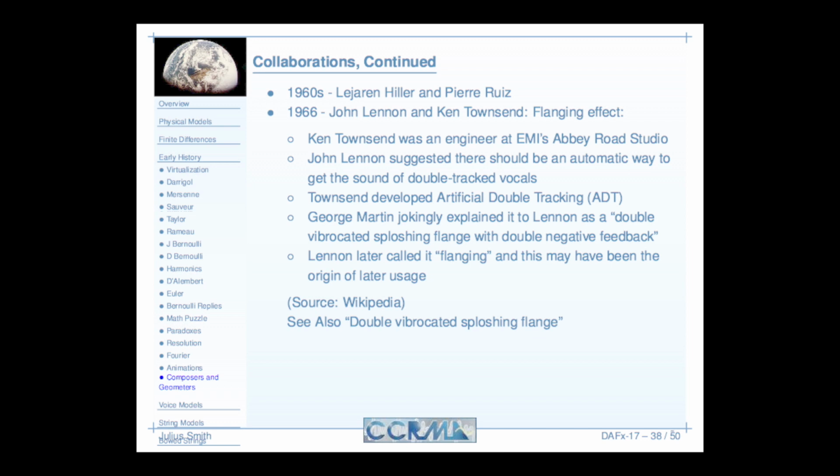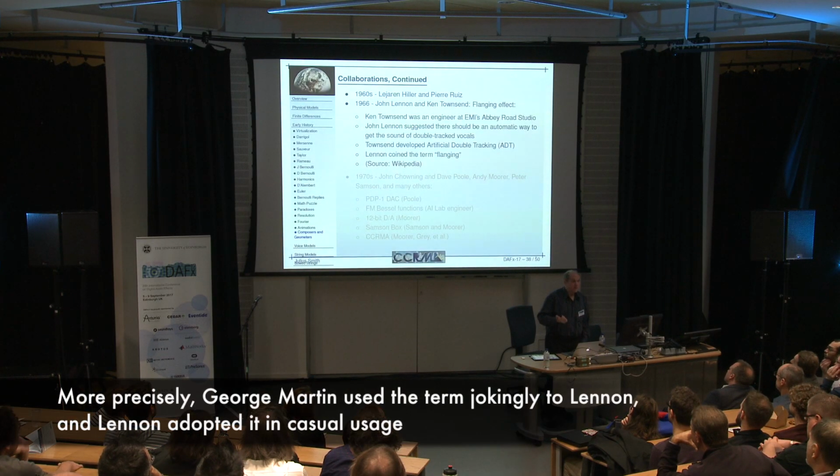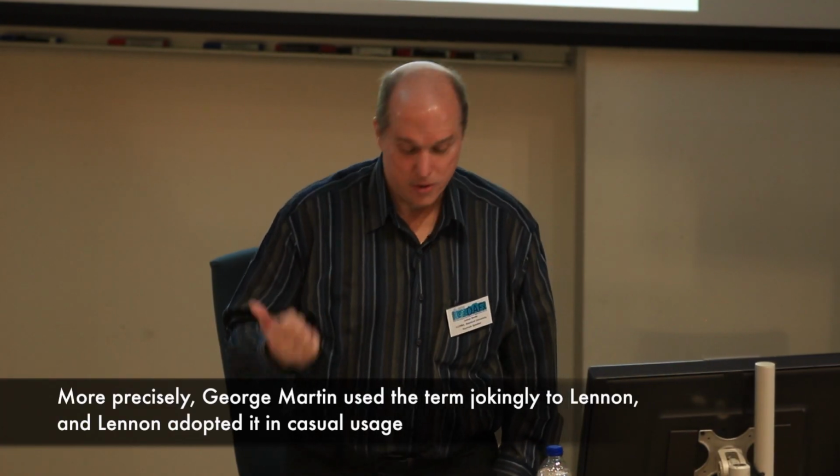And so he was working with Ken Townsend at Abbey Road Studios, and John Lennon was just tired of double tracking his vocals. You know, they would actually have to sing everything twice and then add it up to get a beefier vocal track. And so he asked Townsend, can we automate this somehow? And he came up with what he called artificial double tracking. And according to George Martin, Lennon called it flanging. So George Martin claims that that's the origin of the term flanging.